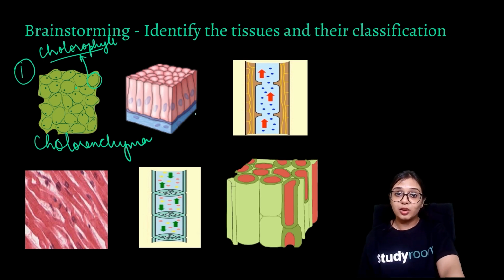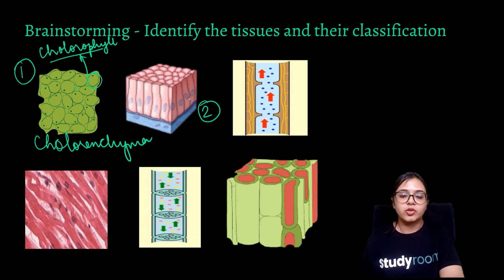Second tissue, it looks like a human tissue, it looks like an animal tissue, right? And it is tall, it is tubular, and it is very closely packed. So what does this look like to you? This is an epithelial cell, all right? And since it is tall, it is columnar in shape. So it is columnar epithelium cells, okay?